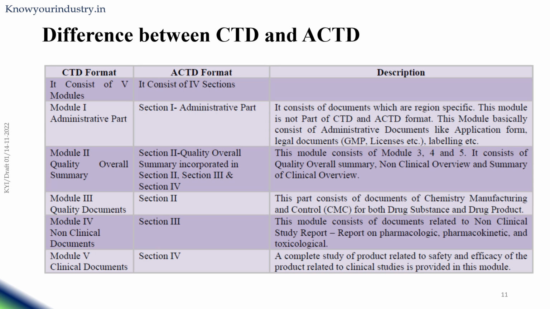As per ICH CTD format, in module 4 we submit non-clinical documents, and as per ACTD format, all the non-clinical data is submitted under section 3 or part 3. As per ICH CTD format, in module 5 we submit all the clinical documents, and as per ACTD format we submit all the clinical data in section 4 or part 4. So this is the difference between the CTD and ACTD.